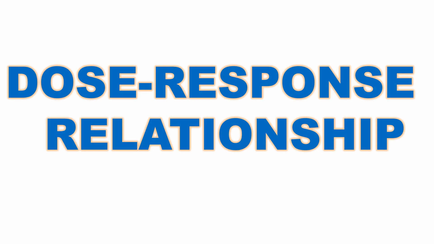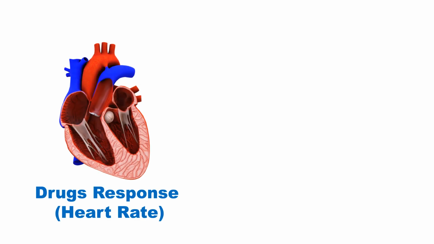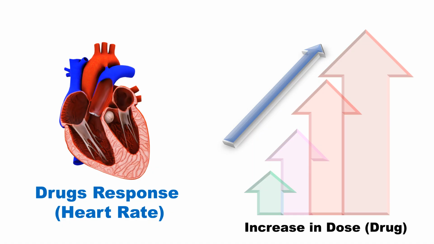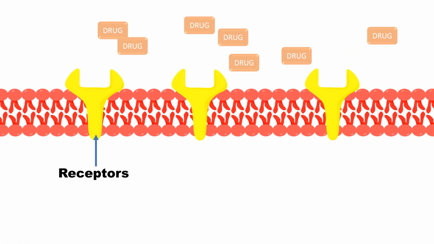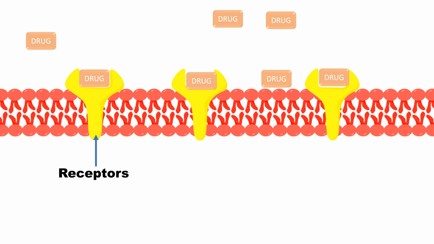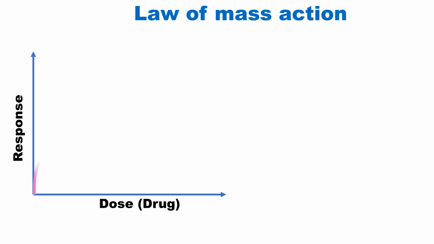Dose-response relationship. A dose-response curve represents the relationship between a drug's dose and its biological effect. The intensity of a drug's response generally increases with dose, or more precisely, with the concentration at the receptor site. As drug-receptor interactions follow the law of mass action, the resulting dose-response curve typically follows a rectangular hyperbola.